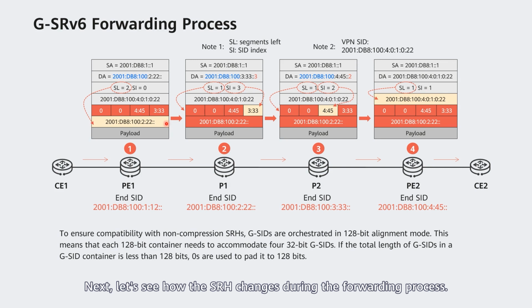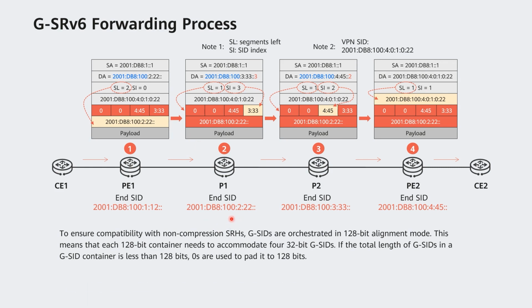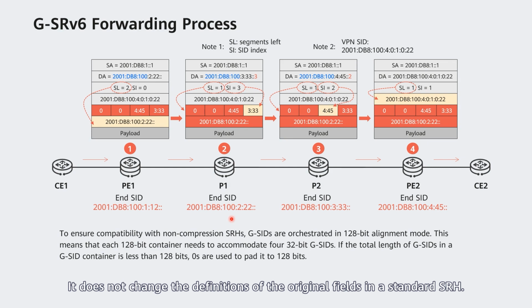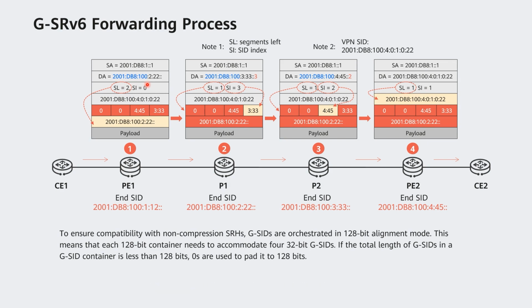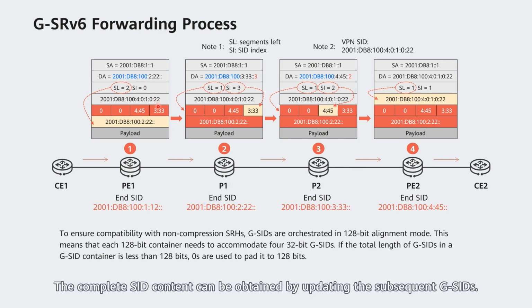Next, let's see how the SRH changes during the forwarding process. G-SRv6 extends only the format of a SID that can be carried in an SRH. It does not change the definitions of the original fields in a standard SRH. In this example, PE1 compresses SIDs that have the same prefix. The first SID to be copied to the DA field must be a complete SID, which is used to store the prefix of GSIDs. The complete SID content can be obtained by updating the subsequent GSIDs.